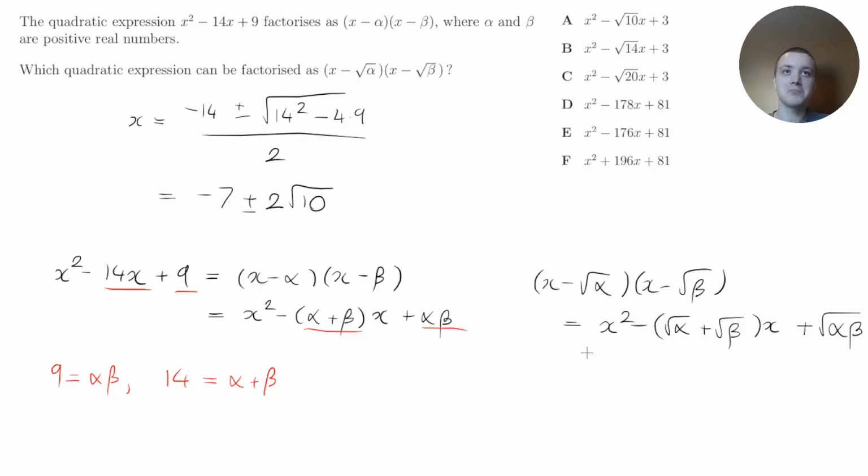So root alpha beta, actually not that difficult. We know alpha times beta, so we can simply square root that. We're going to get 3 is equal to root alpha beta. And now we need to find root alpha plus root beta.